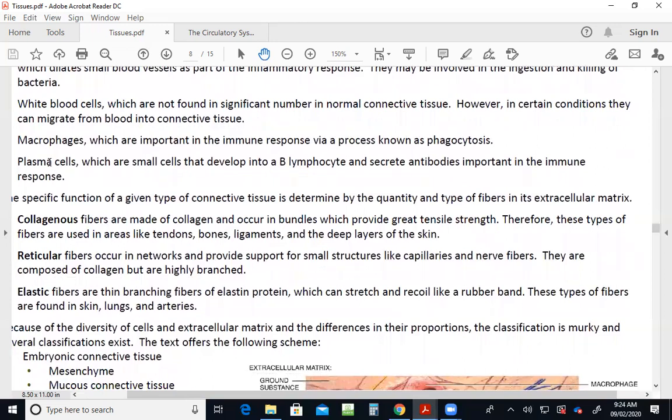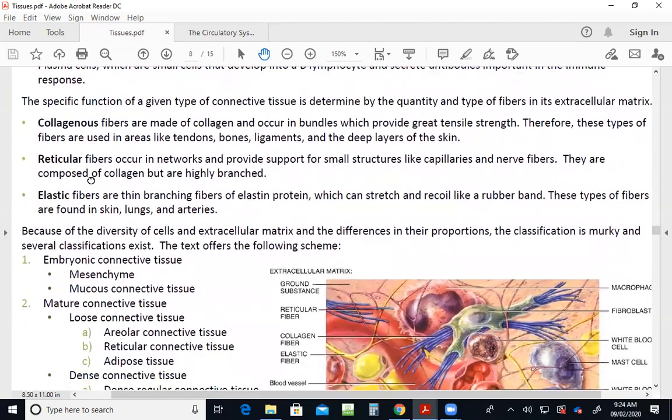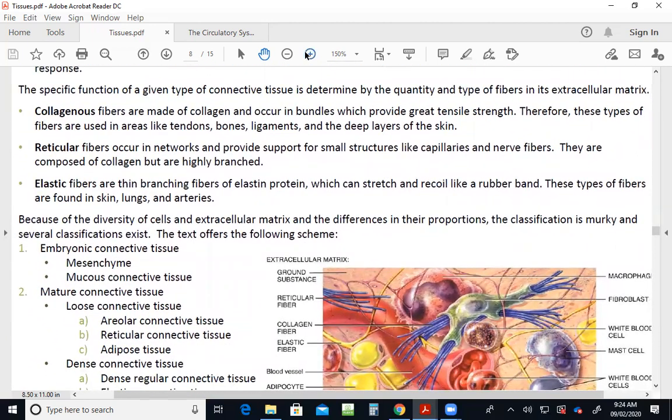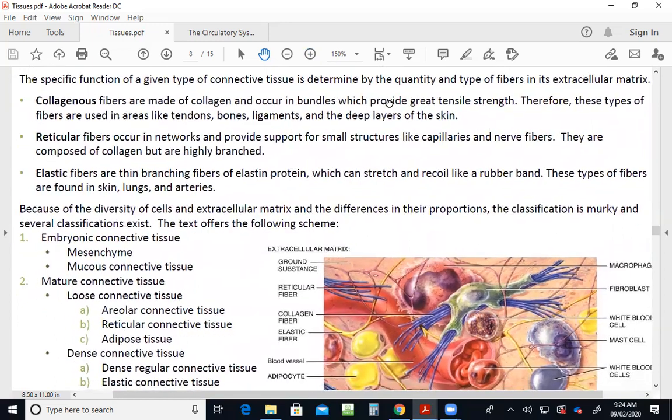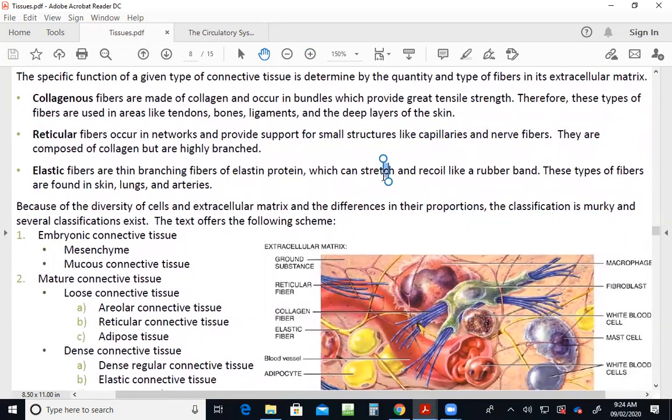Plasma cells are the cells that produce our antibodies, something that's very important, especially right now with everything, with the virus that's plaguing the world.